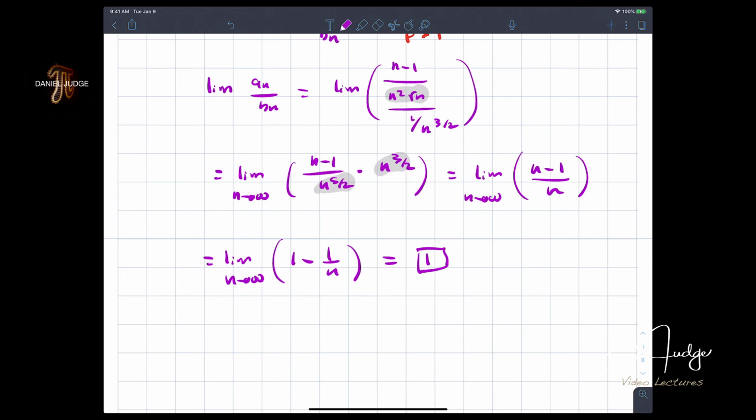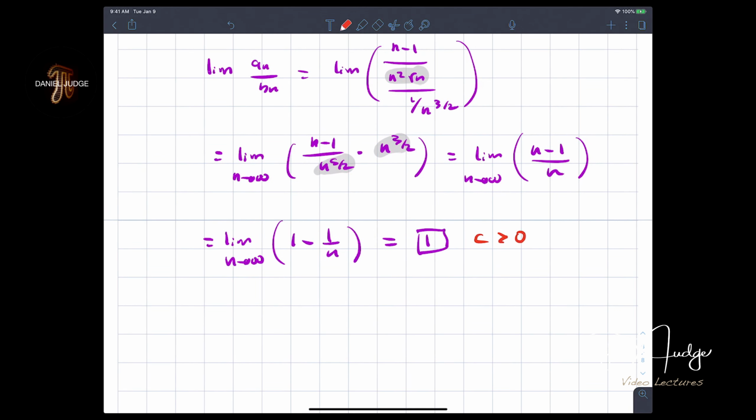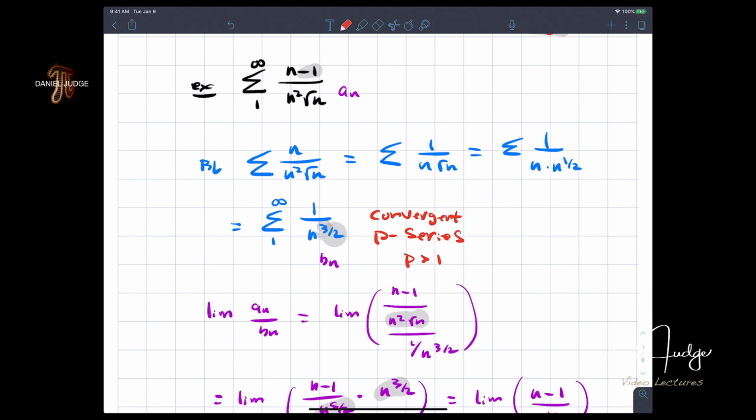Now remember, what do you need for the limit comparison test? You need this value c has to be finite and positive. So this is the c they're talking about in the limit comparison test. Because we know we compared it to a series that behaves like, oh, it's a convergent p-series, that means this converges as well. They both converge. And that's the limit comparison test.